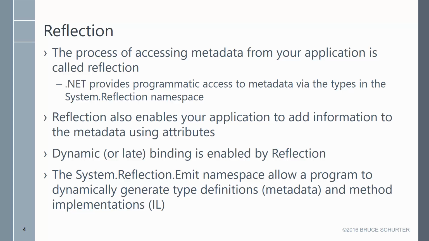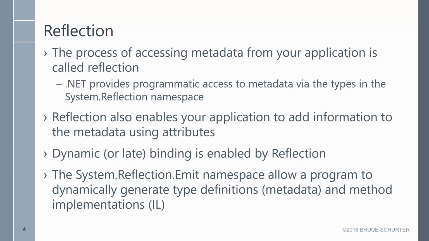Reflection is the process of accessing metadata from your application. .NET provides programmatic access to metadata via the types in the System.Reflection namespace. In addition to that, we also have the actual Type class, which is defined at the System level. Reflection also enables your application to add information to the metadata using attributes. So anytime you add an attribute to your code, such as any of the assembly attributes where you identify the company name or the assembly version number, or if you add the Serializable tag or the Flags attribute to an enum, basically that's all using reflection.